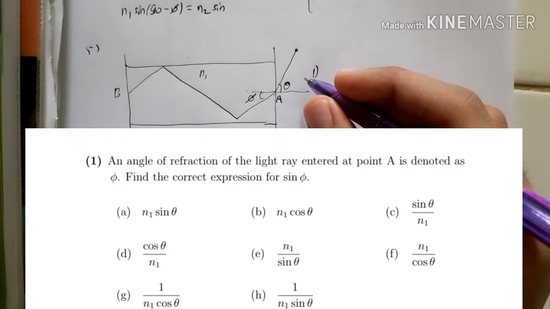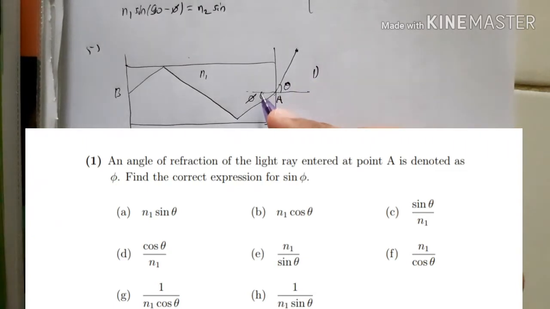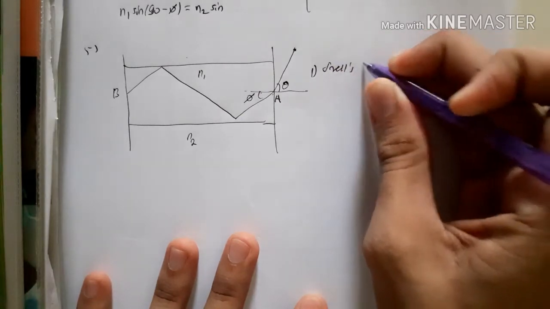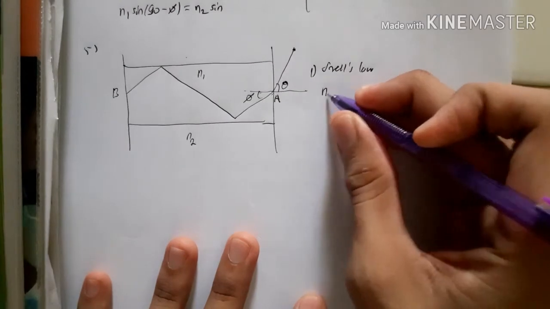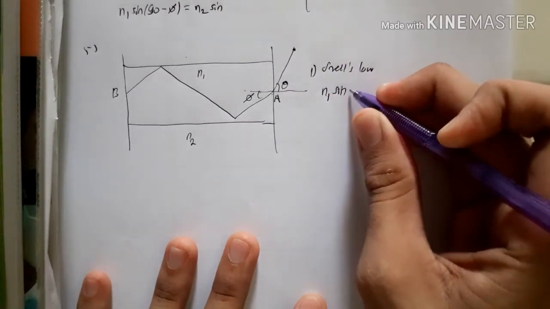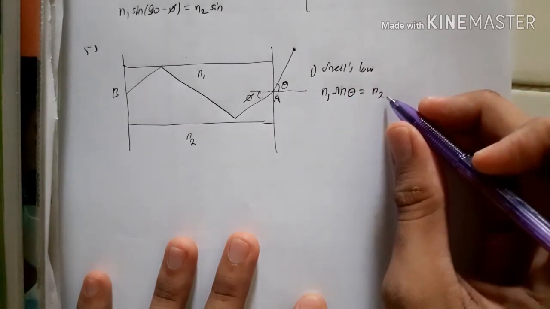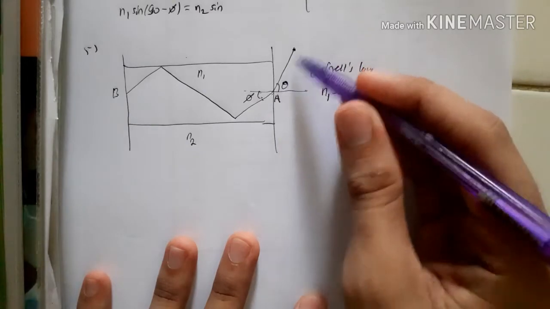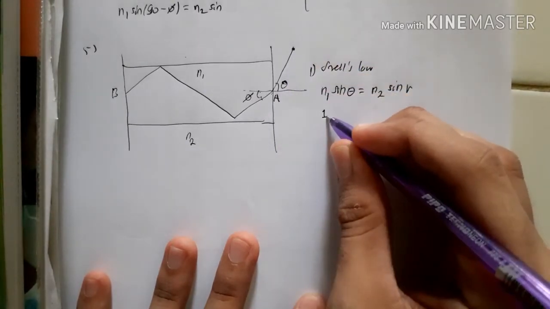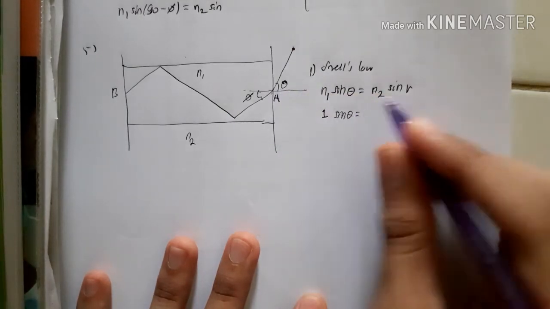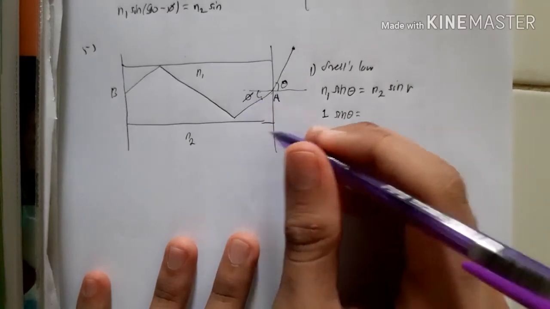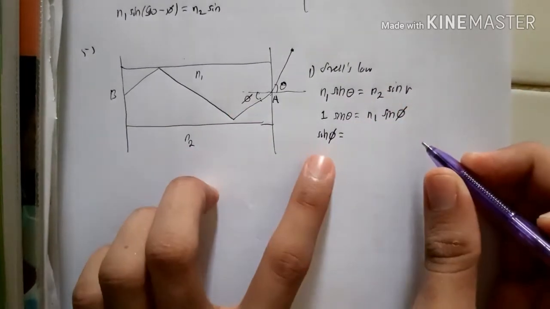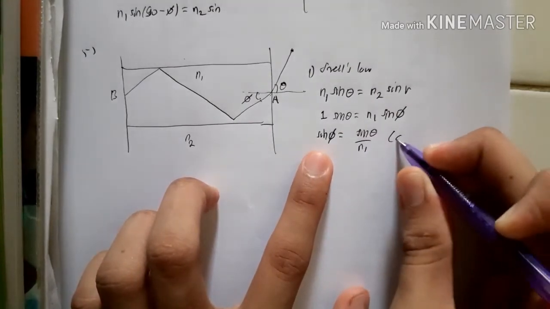For number 1, it says the angle of refraction of the light ray entering at point A is denoted as phi. Find the correct expression for sine phi. The formula for this is Snell's law. Snell's law says that the index of refraction of the incident light times the sine of its angle equals the index of refraction of the refracted light times the sine of the refracted angle. In this case, the light comes from the vacuum, where the index of refraction is 1, with incident angle theta, and the index of refraction of the refracted light is n1, and the angle of refraction is phi. So the correct expression is sine phi equals sine theta over n1. The answer is C.